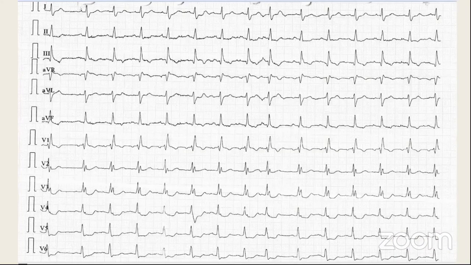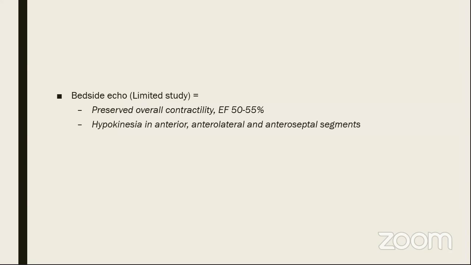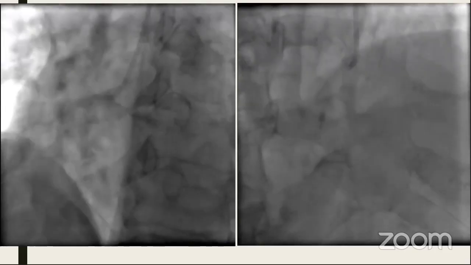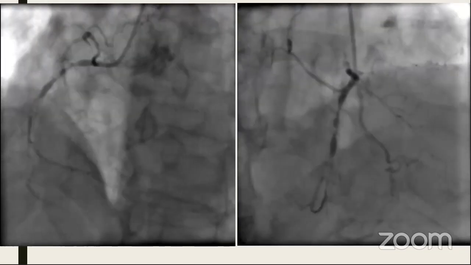This was his ECG at presentation. It has a right bundle that we presume was something recent. ST depressions almost in all leads with ST elevation of 1.5 millimeters in aVR. So we were dealing with something big. We had bedside echo that was a limited study showing a preserved overall contractility, hypokinesia in the anterior, anterolateral, anteroseptal segments, moderate mitral regurgitation. We rushed for coronary angiogram.